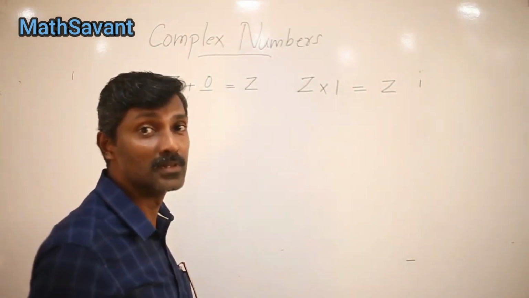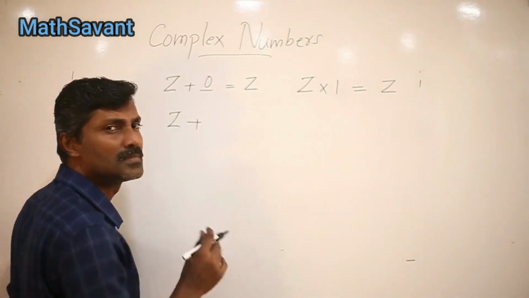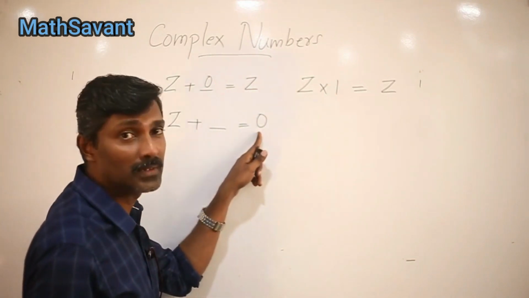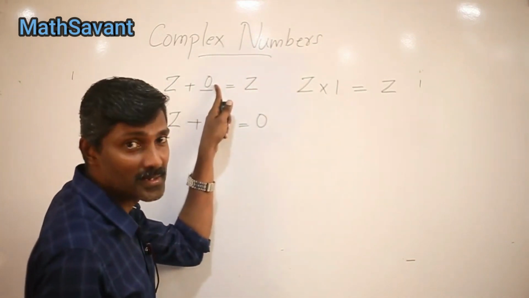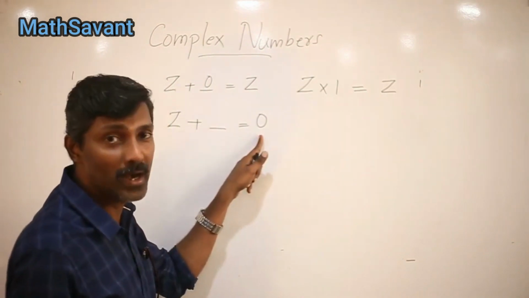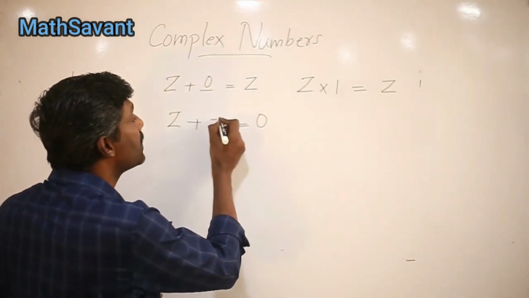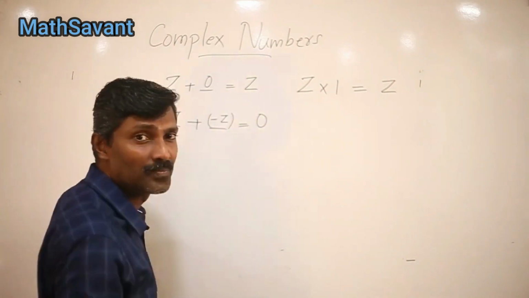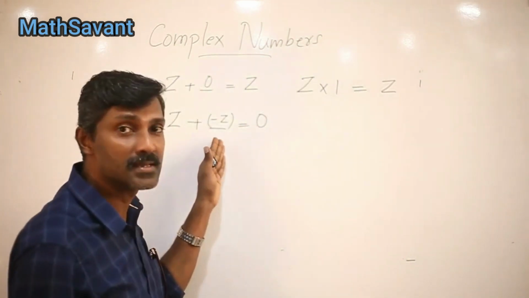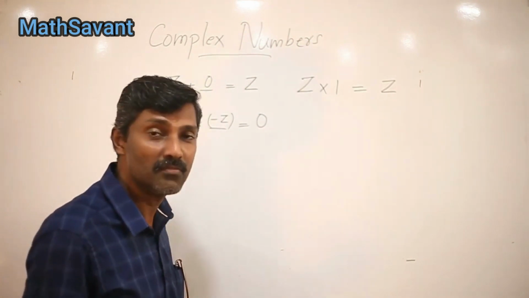How about the additive inverse? Z plus something gives you 0, which is nothing but the additive identity. So which number when added to the complex number Z gives the additive identity? That number is called the additive inverse, and that is nothing but minus Z. Right? 2 minus 2 is 0. 3 minus 3 is 0. Like that, Z plus minus Z will always give you 0. Minus Z is the additive inverse of Z.